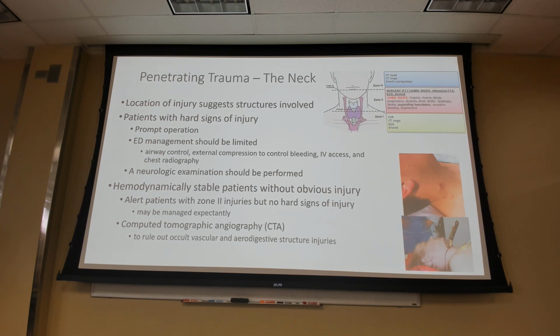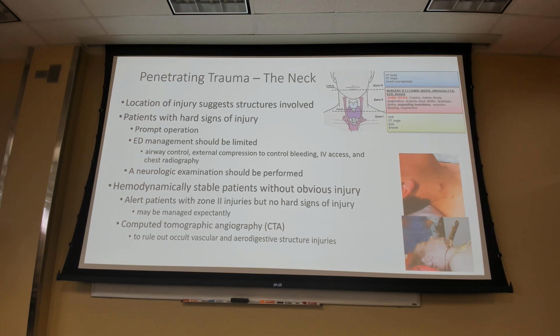For zones 1 and 3, we typically need further imaging, or if they're unstable, then we take them to the OR. But typically those are a little bit harder to diagnose by our physical exam. A lot of that's going to be history and patient stability. But for these patients, any sort of hard signs, they need to go straight to the OR for an exploratory surgery. And anybody who has an injury there and doesn't have hard signs, then we need to look at a CT angiogram for those patients, okay?